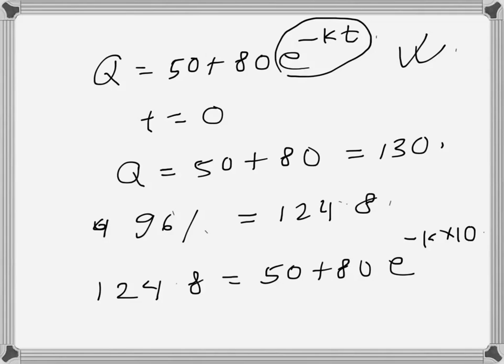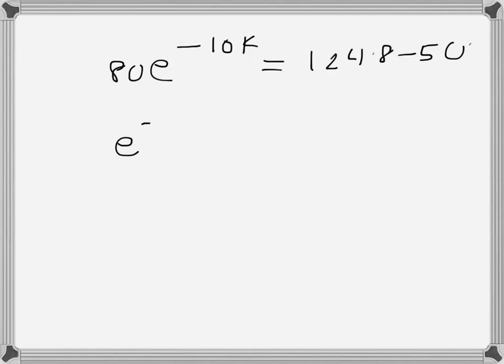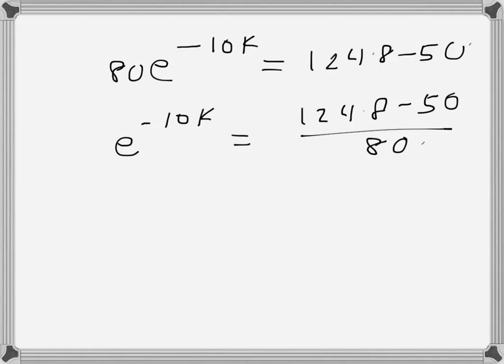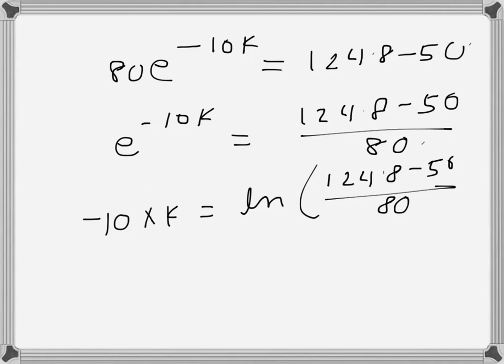So what we can do, 80 e to the power minus 10k is equal to 124.8 minus 50, and then this one we can rewrite like that. So we will just write the whole thing there, and then over 80, and then if we get rid of the e exponential, we get ln here, and it becomes ln of (124.8 minus 50) over 80.